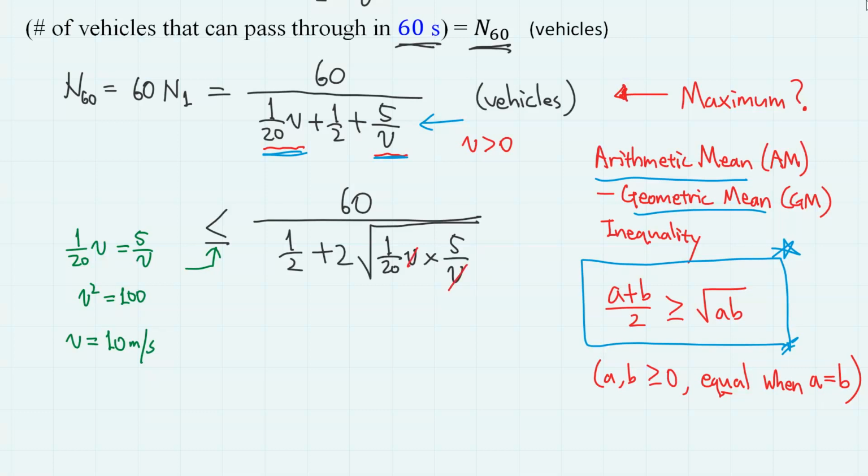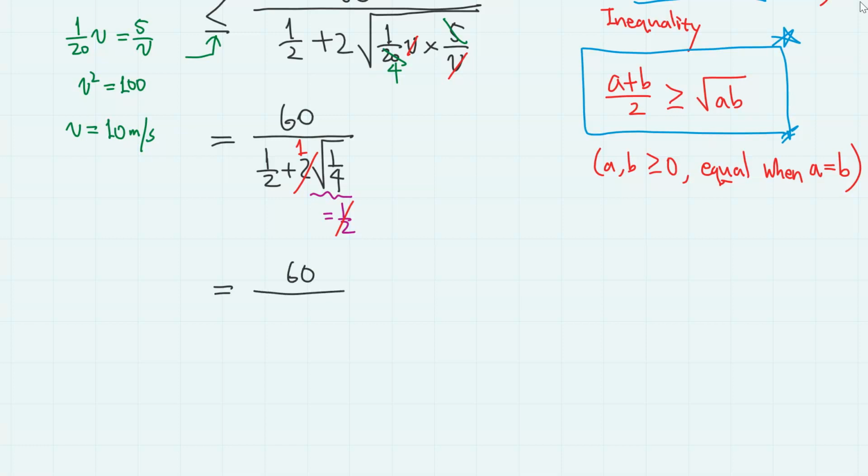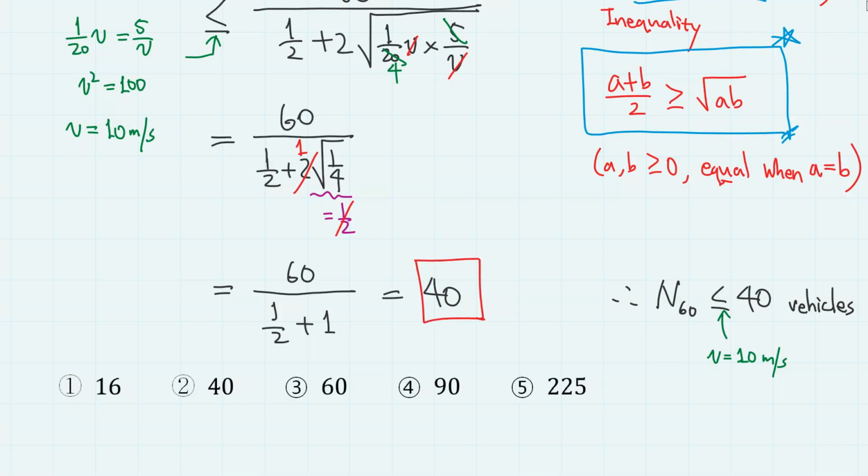Here, cancelling out v, we have 60 over (1/2 plus 2 times the square root of 1 over 4), and this square root of 1 over 4 is 1/2, so it can be cancelled, which gives 60 over (1/2 plus 1), which is 40. Therefore, the maximum number of vehicles that can pass through in 60 seconds is 40, so the correct choice is choice 2.